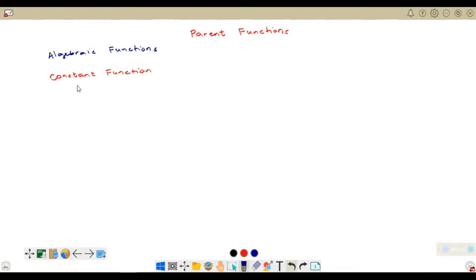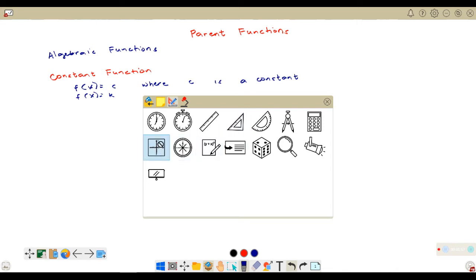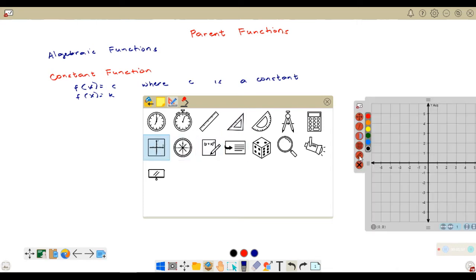For constant function, it is of the form f of x is equal to c, where c is a constant. On some books, you can find other forms of this equation. Commonly, I also see in other books, sometimes they use k. Actually, you can replace this letter by any other letter as long as it is defined as a constant, it will do. So let's start with the graph of a constant function. What does the graph of a constant function look like? Let's place a Cartesian plane here.